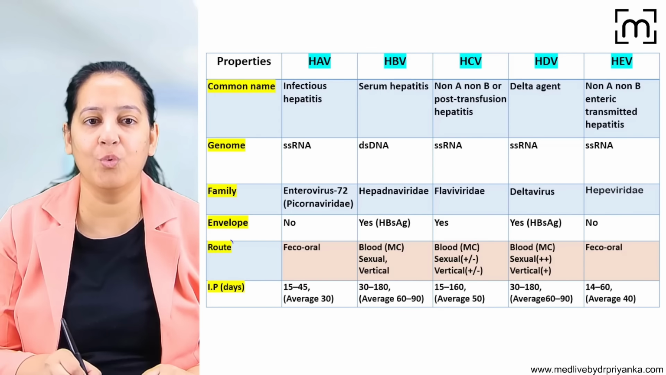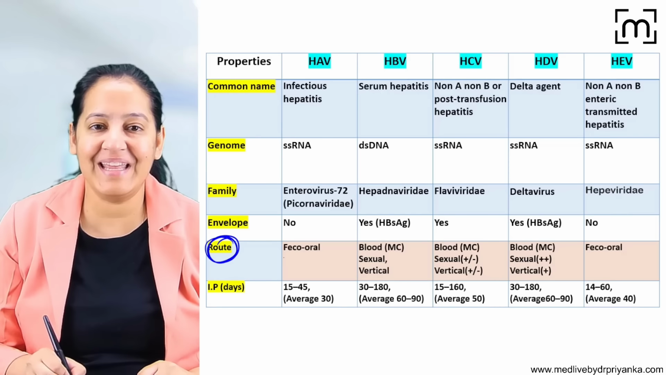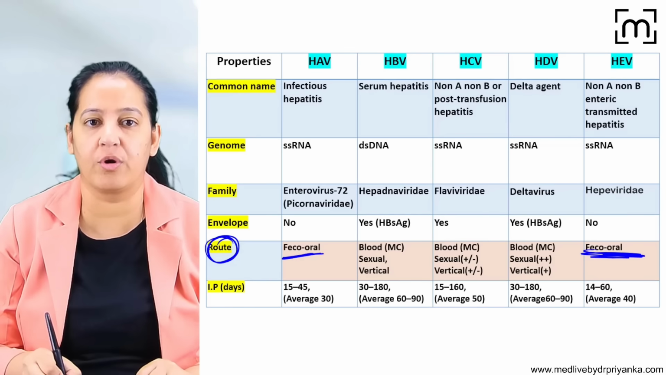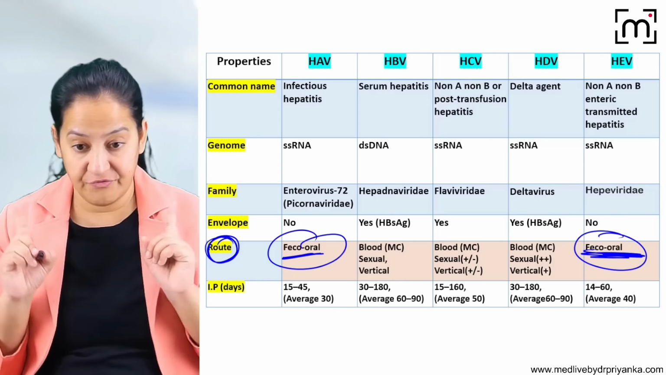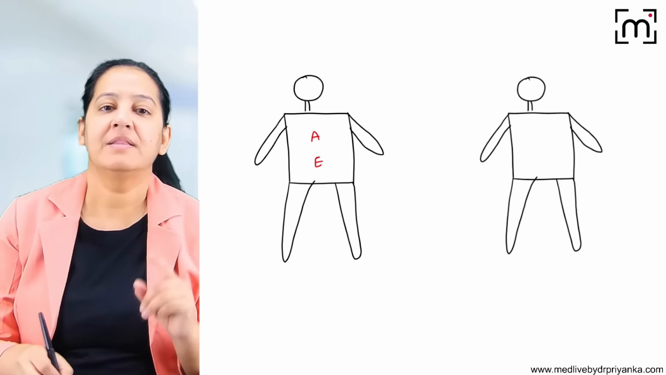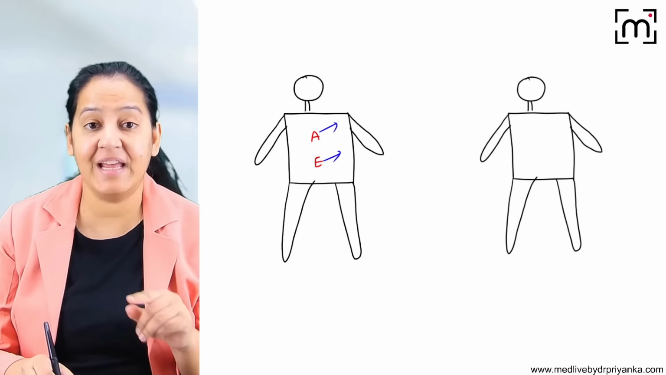Now coming to the route of transmission. How do they transmit? A and E transmit by the fecal-oral route. B, C, D do not transmit by the fecal-oral route. What do you mean by fecal-oral route? Imagine there is a person. This person has either hepatitis A or hepatitis E. Hepatitis A and E have a property.